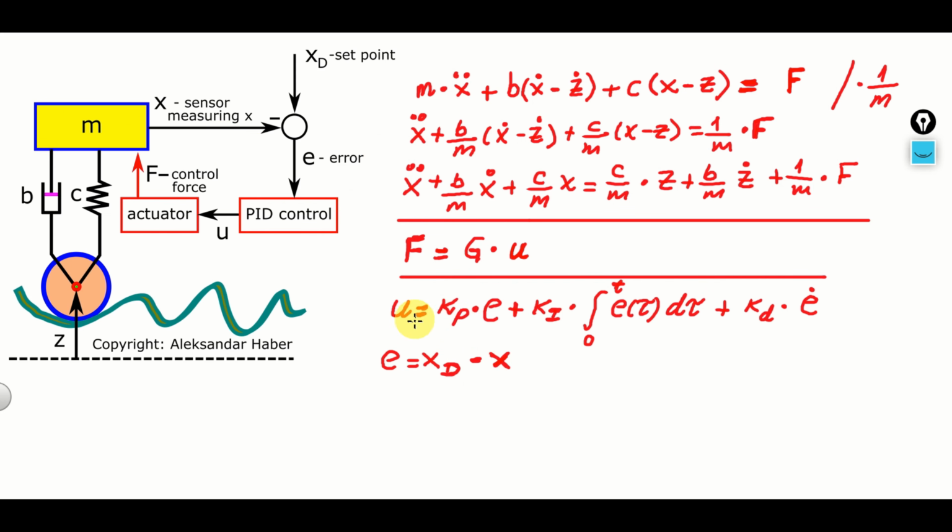To repeat, the PID controller is equal to proportional gain, Kp, multiplying the error, plus the integral gain multiplying the integral of the error over time until the current time t, plus the derivative gain, Kd, multiplying the first derivative of the error, where error is xd minus x. And that's it. These three equations, that is this equation, and this equation, need to be modeled in Simulink. Let's see how to do that.